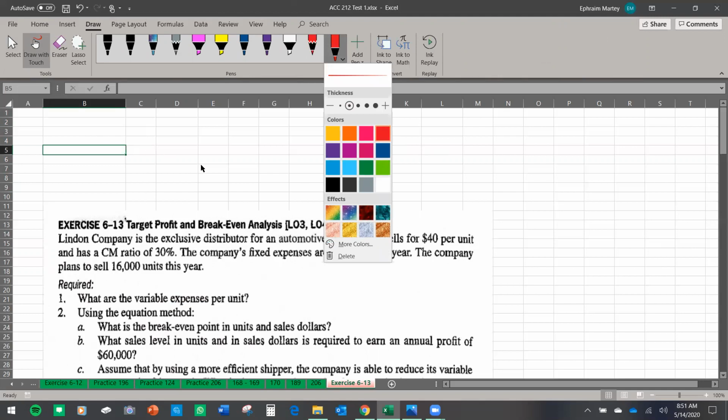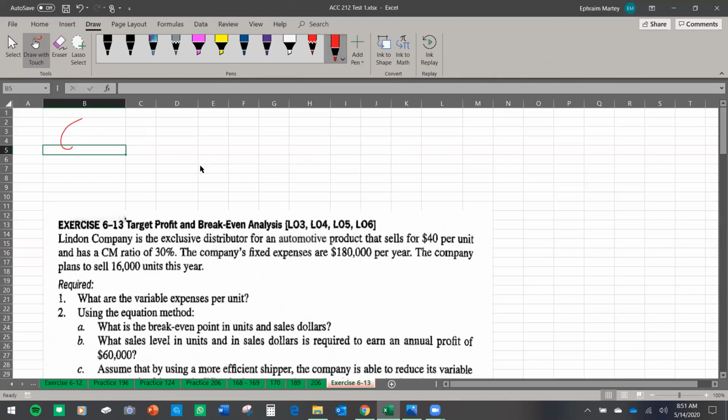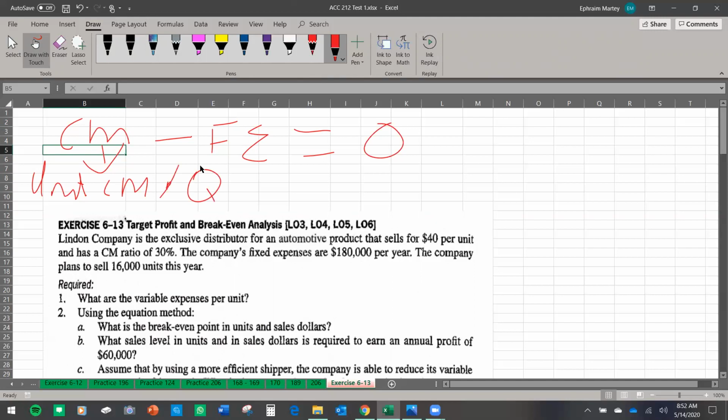But to do this, we will have our contribution margin minus fixed expense should equal 0. That's our break-even point. That's what you're going to have. But when you're having the units, your contribution margin should be unit CM multiplied by the number of products you want to sell as the quantity. So CM is equal to this one. That's how you do the equation method. I'm going to do a separate video and focus specifically on this exercise, because I have to use a whiteboard and not Excel.